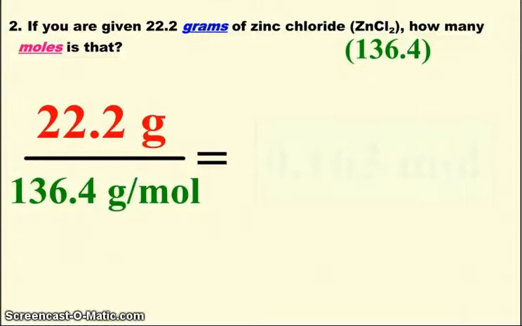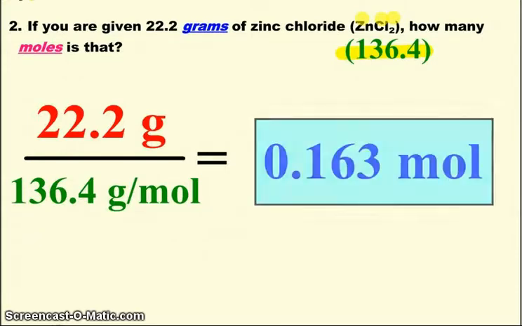Well, to get from mass to moles, we have to divide by the periodic table molar mass, and that's what 136.4 is for zinc chloride. Zinc is 65.4, and two chlorines, 35.5 plus 35.5. That's how we get to 136.4. So when I do the division, that's how I end up with 0.163 moles.